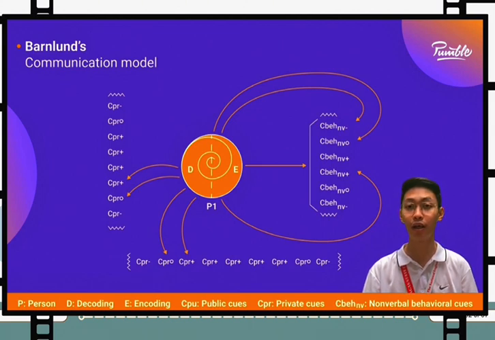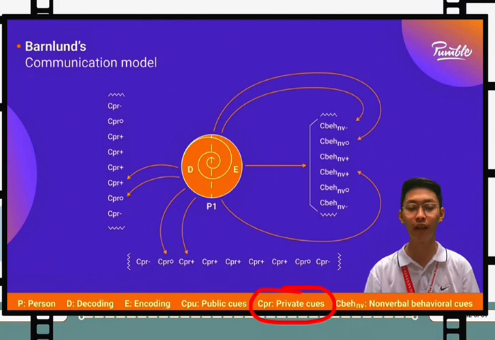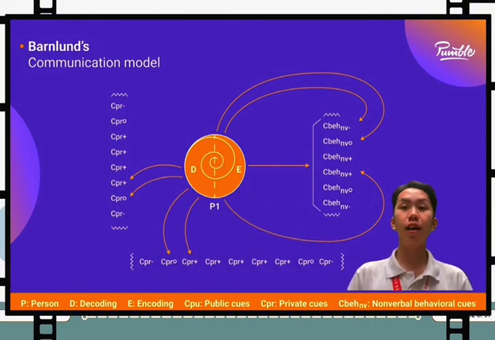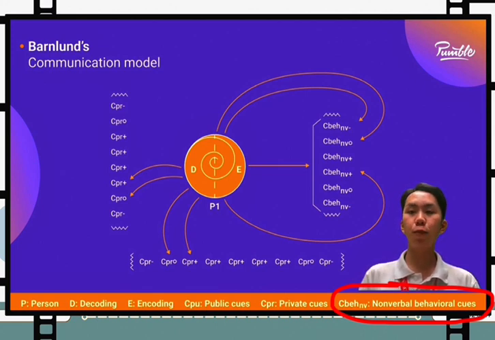Next, we have the private cues or the CPR, also known as private object of orientation, which includes senses of a person. Both these cues can be verbal and non-verbal. Another set of cues are behavioral cues. Behavioral cues can be verbal, also known as CBE-HB, as well as non-verbal or the CBE-HNB.